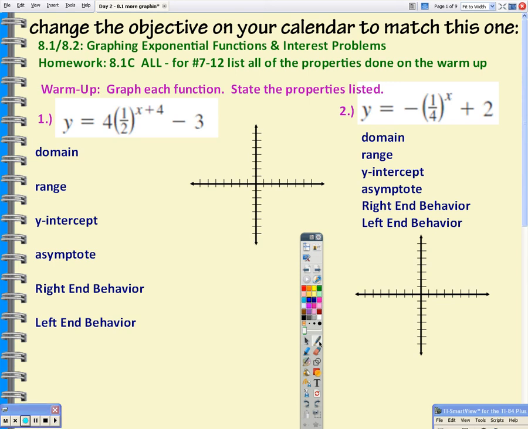Okay, on your calendar, you need to change your objective to say this. It's written wrong. Also add to your homework that for 7 through 12, you're going to list these 6 properties.